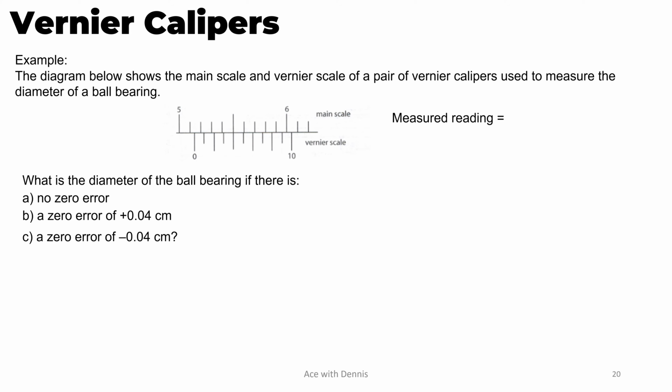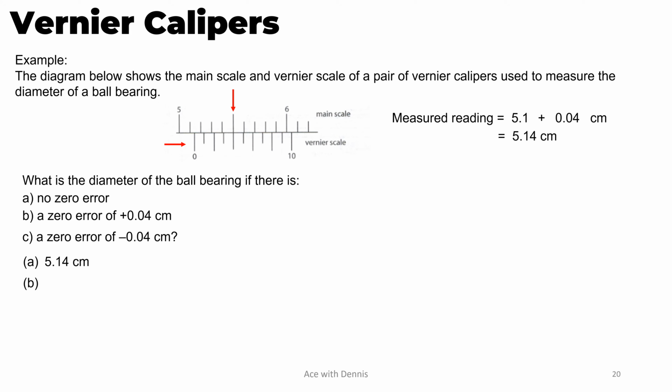First, we need to take the measured reading. Check the zero mark on the vernier scale, and it is at the 5.1 cm mark. Plus which marking on the vernier scale coincides with the marking on the main scale. For this case, it is 0.04. Hence, the measured reading for this case is 5.14 cm. If there is no zero error, then the corrected reading is 5.14 cm.